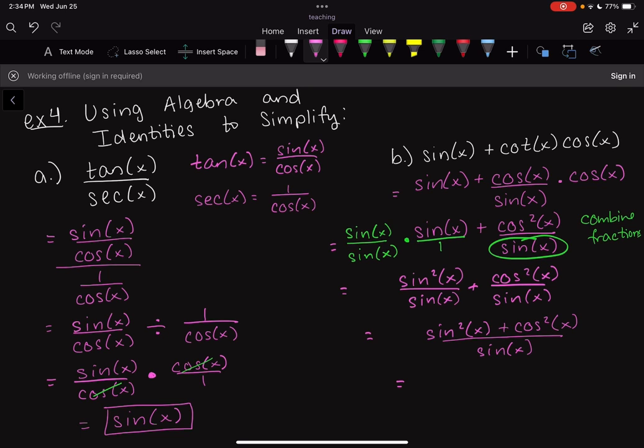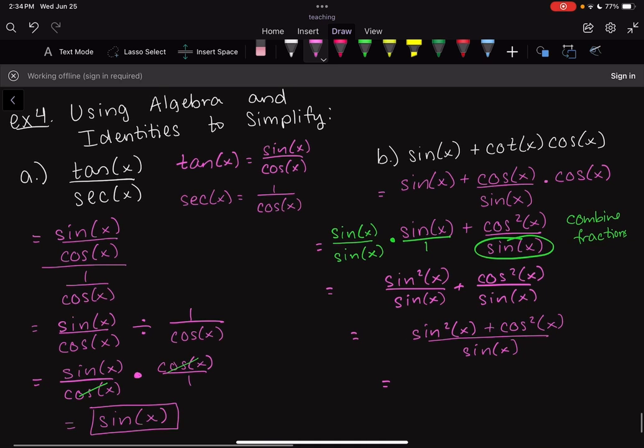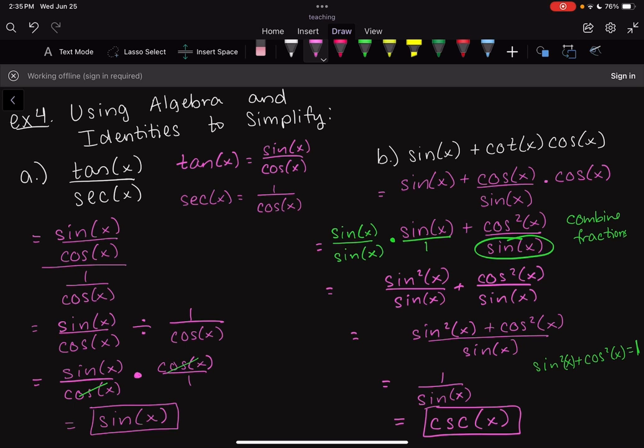Now, sine squared plus cosine squared should look familiar to you. It's the fundamental identity. So sine squared plus cosine squared is equal to 1. So this is going to become 1 over sine, which simplifies further to cosecant. So we were able to get this one down pretty far as well.